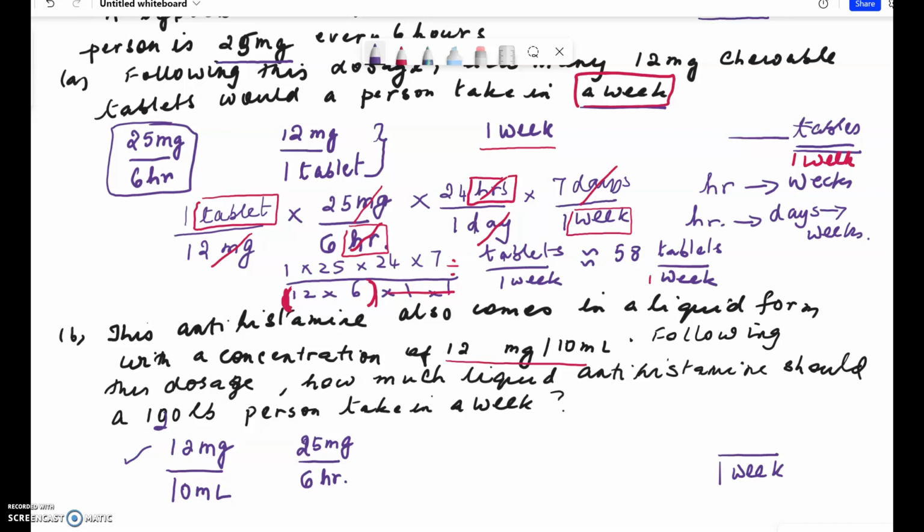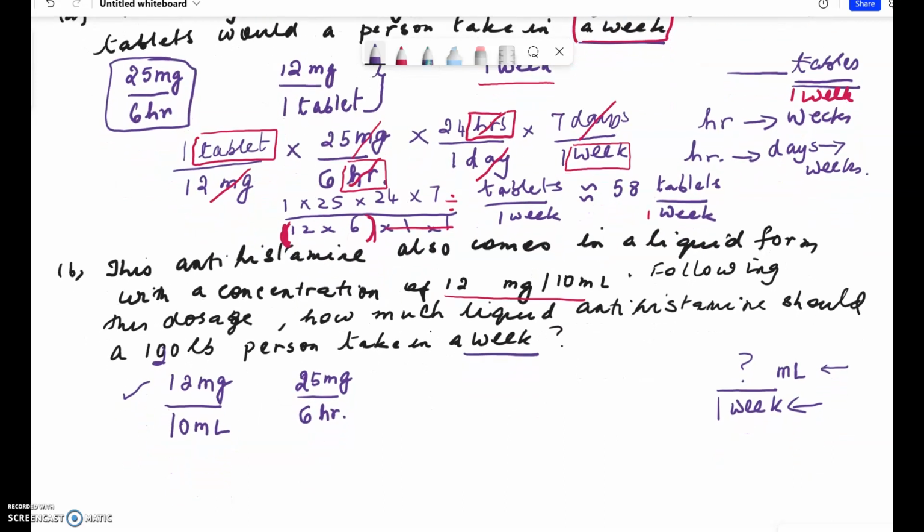And the question says how much liquid antihistamine. So the liquid is measured in milliliters. So how many milliliters per 1 week? So the measurement of time should be in weeks, and of course milliliters in the numerator. So let's see what we can do with what we have here. So we want milliliters in the numerator, so let's just flip this fraction first. So that's 10 ml per 12 mg.